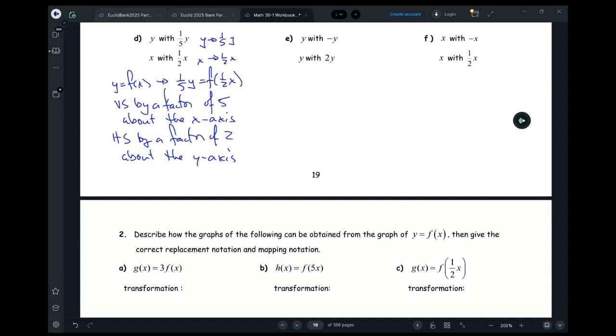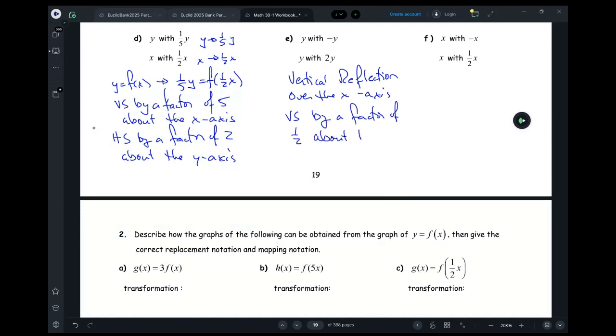Now, you don't want to be shortening that up on a major exam. You want to write that out, the vertical stretch and whatnot. But just for the sake of time right here, I want to do that. In this next question, E, we're going to replace y with negative y. Now that is referring back to a previous lesson. What that refers to is a vertical reflection over the x-axis. And then to replace y with 2y, that's going to be, again, a vertical stretch by a factor of 1/2 about the x-axis.